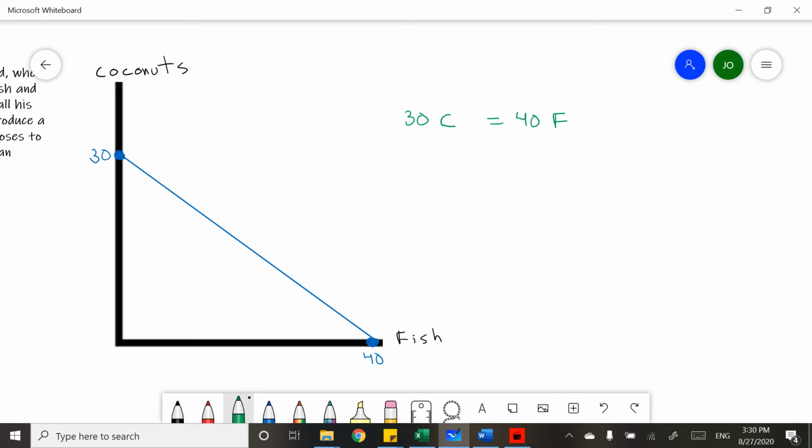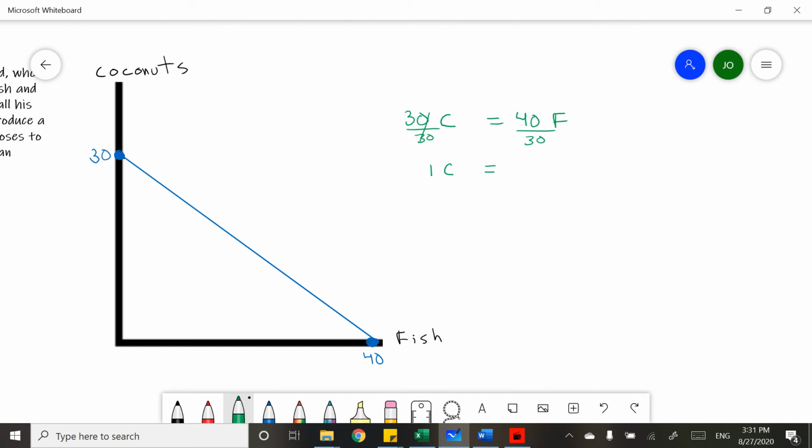Another way that you can think about it is that these 2 points are equally efficient. According to our definition of efficiency, anything that is on the PPF, which is this blue line, is going to be efficient. However you want to think about it, as long as you set up this equation, you should be able to calculate the opportunity cost. So now we're just going to use basic algebra. If I want to calculate the opportunity cost of one coconut, then all I got to do is divide by 30.